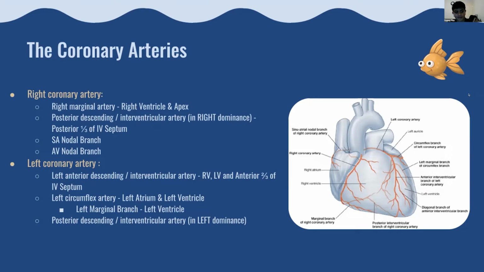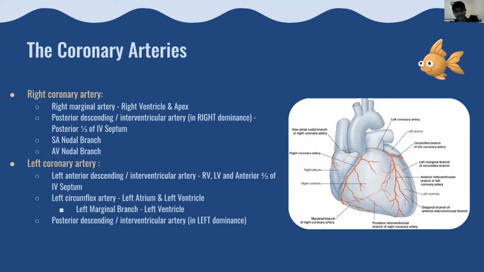Now, when I was talking about the posterior descending artery, there's this thing called dominance in individuals. In the majority of cases, people are right coronary artery dominant, which means that the posterior descending artery is supplied by the right coronary artery. But in certain individuals, the posterior descending artery comes from the left coronary artery, and that leads to some serious problems in case of atherosclerosis or blockage of the cardiac vessels.